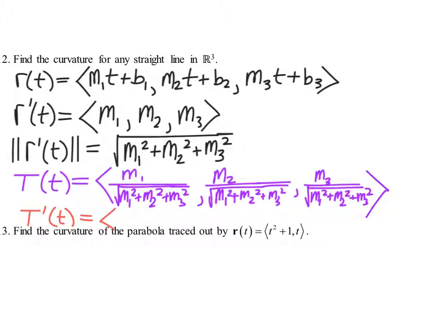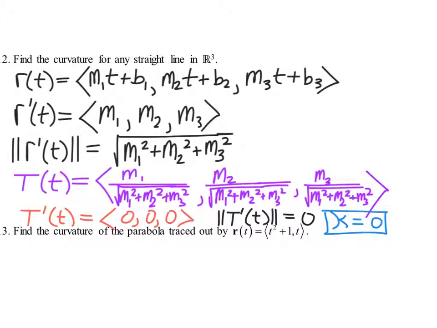Nice round number. What do we say? Do you see any t's in there? So what is the derivative? 0. Exactamundo. All right, and so then what would be the magnitude? Magnitude would be equal to 0. And so therefore, what would kappa be equal to? 0.